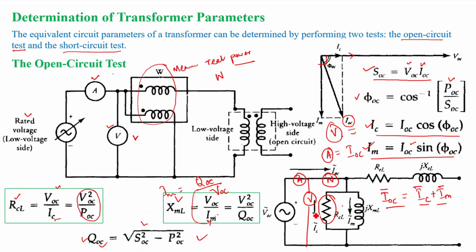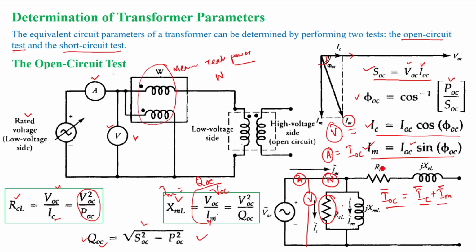So this is how, using the open circuit test, we found the parallel branch parameters, that is RCL and XML, the core loss component resistance and the magnetizing branch component. Both of these we found. Now we'll go for how to find the series components, that is RE1 and XE1, right? So we have two more components here, REL and XEL. We need to find these.